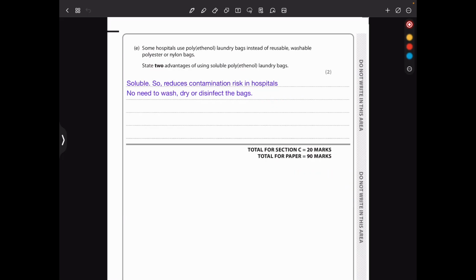And in part E, some hospitals use polyethanol laundry bags instead of reusable washable polyester or nylon bags. State 2 advantages of using soluble polyethanol laundry bags. They are soluble, so it reduces the risk of contamination in the hospitals or even with people who work in the laundry areas. There is also no need to wash, dry, and disinfect the bags. You just use it once, and that is easier.